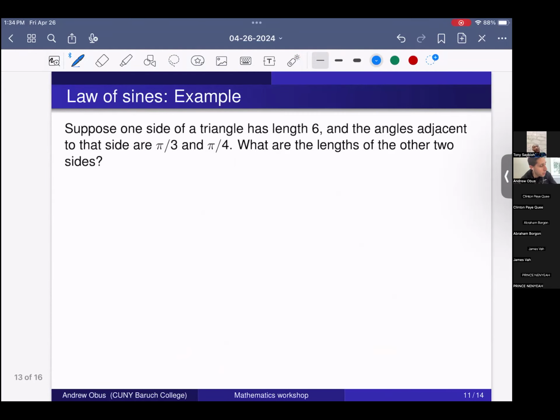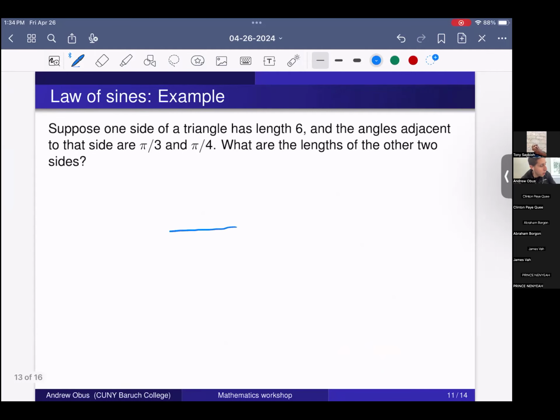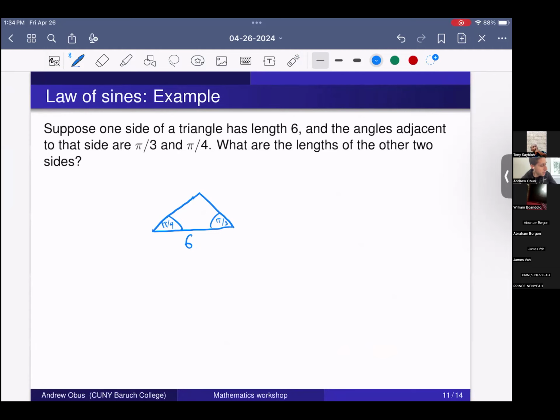So let's draw. Usually I like to just draw. I'll draw my 6 at the bottom. So I have a pi over 4 over here, and I have a pi over 3 over here. Let me call these sides A and B. And so we want to solve for A and B, right? Maybe it's good to have this in terms of degrees. So this is 60 degrees, and this is 45 degrees.